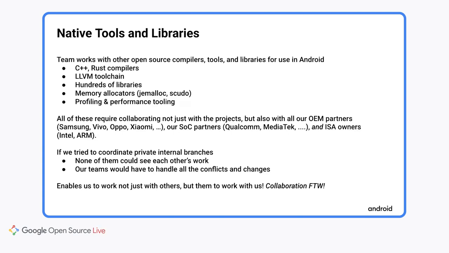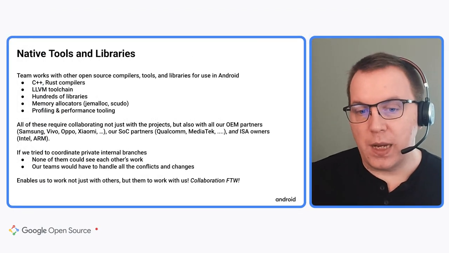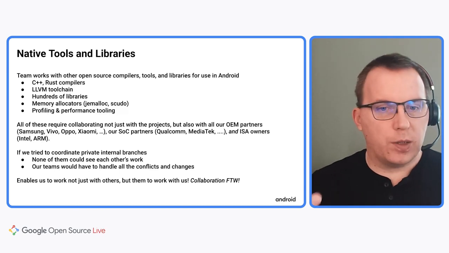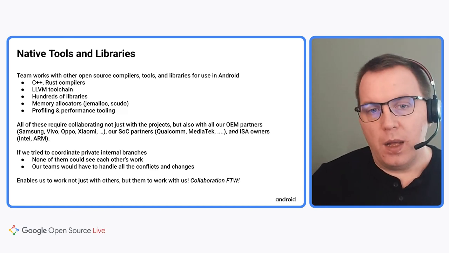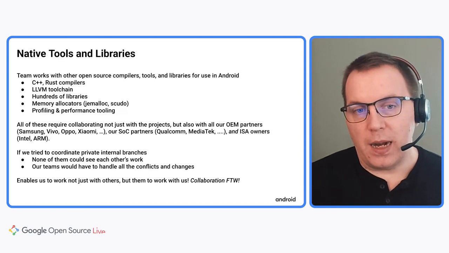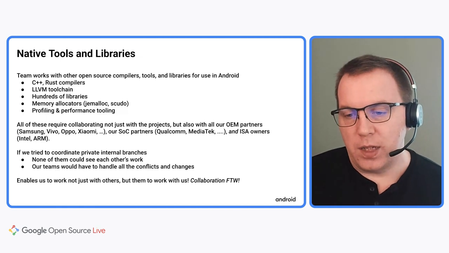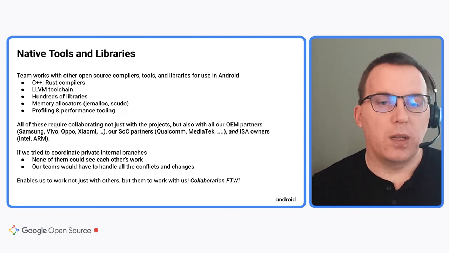We have hundreds of libraries that we bring in, including our memory allocators. For example, JEmalloc, which we use on devices that have a little bit less memory, or Scudo, the hardened allocator that we use on devices that have more memory. And there are profilers and performance tooling that are used not only by platform developers, but also by application programmers, whether directly from the command line or through Android Studio, that enable analysis of the programs and the system to determine whether resources are being used well.